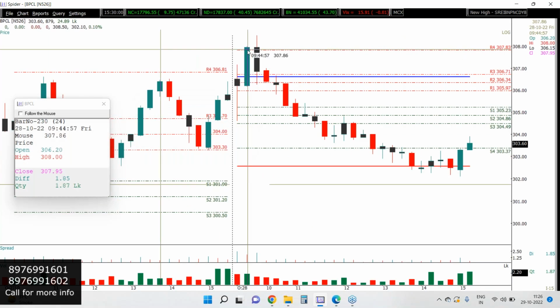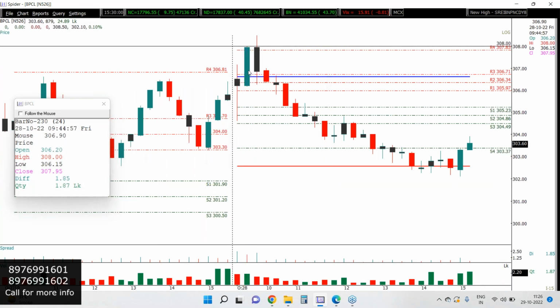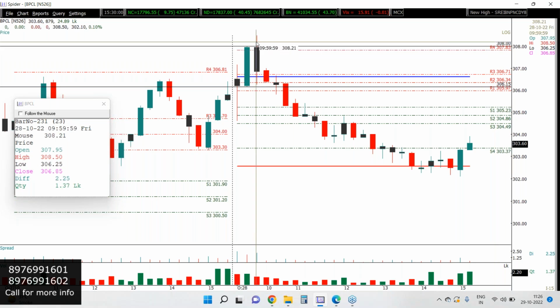Okay, so here, yes, this is a trade where you can see your stop loss. Once you enter this trade, you can take your stop loss at this candle's low. Here 308 was the entry point and 306 was your stop loss. But unfortunately, on the very next candle, it broke the high, but it took the stop loss.